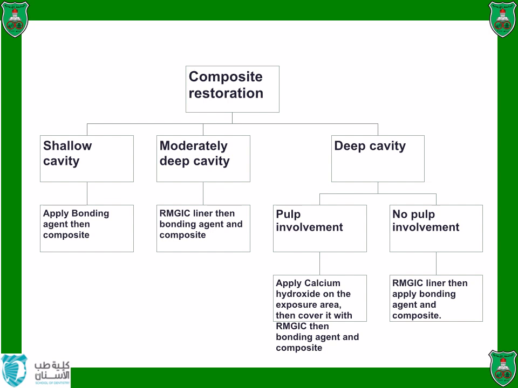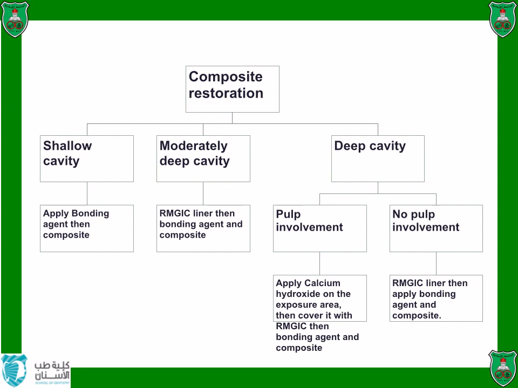Now, if you don't have the resin modified glass ionomer, then you will use the conventional glass ionomer. In deep cavities, again, if you have pulp involvement, try to apply any pulp capping material, calcium hydroxide or MTA or Biodentine, and then cover it with resin modified glass ionomer, and then you will apply your composite normally. If you don't have pulp involvement, just apply resin modified glass ionomer liner and then your composite with the bonding agent.